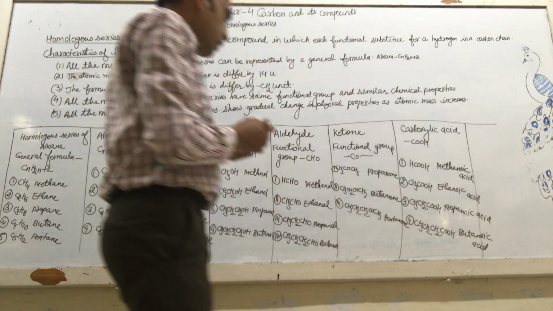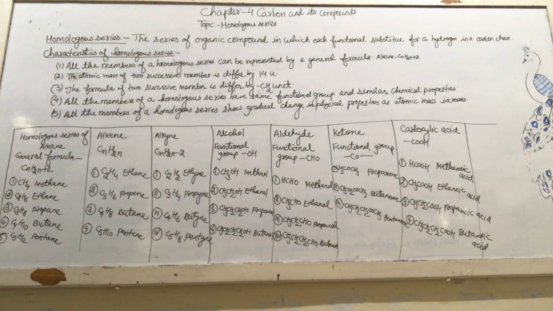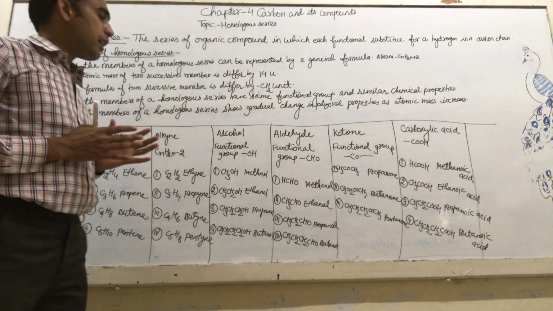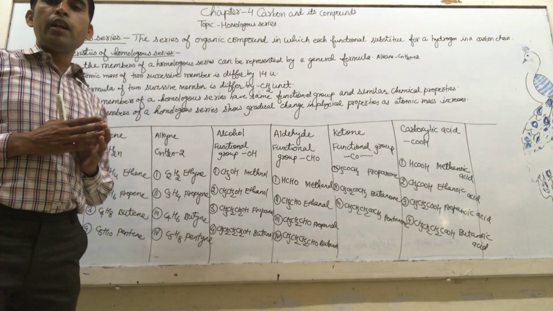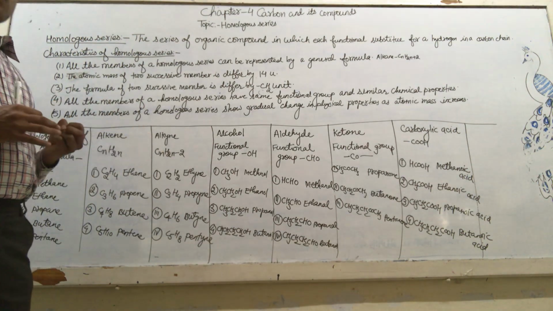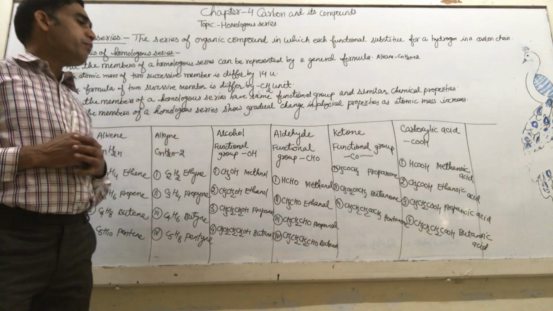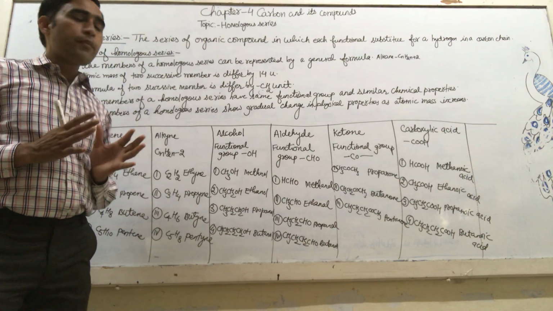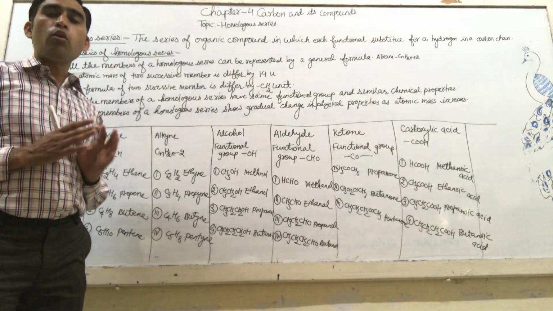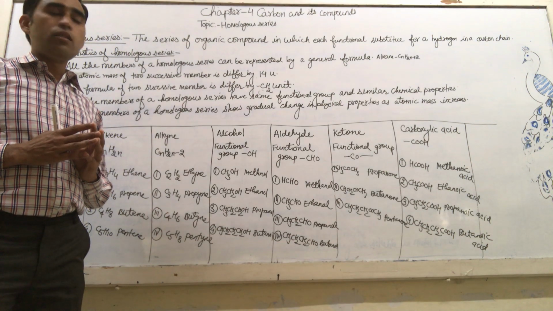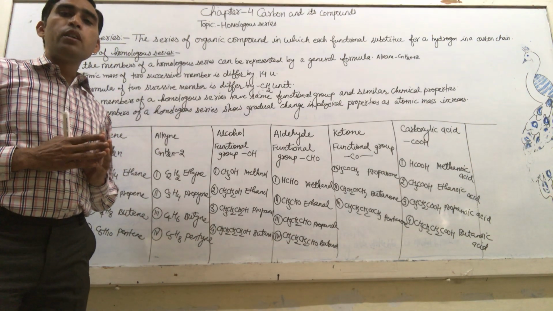So thus this is the homologous series of alkane, alkene, alkyne, alcohol, aldehyde, ketone and carboxylic acid. From this series we have every year many questions of 1 mark, many questions of 2 marks. So I hope you have understood this topic, homologous series of organic compounds.